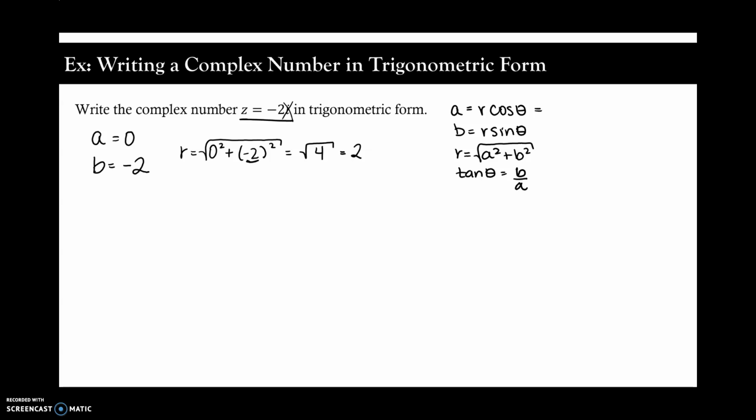So anyways, we found r. So now we've got A equals 2 cosine theta, B equals 2 sine theta. Our r is 2. Now notice we're going to have to use a different method to find our theta, because what we end up getting is negative 2 over 0, which it's like, oh my gosh, you can't do that. That would not be a good direction to go. So we can't do that at all.